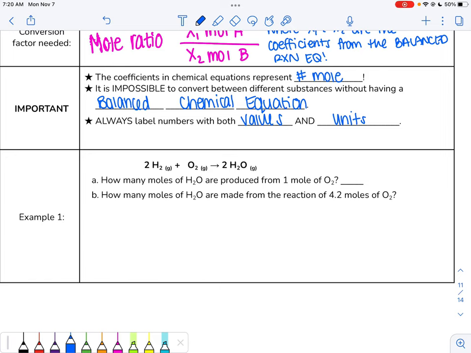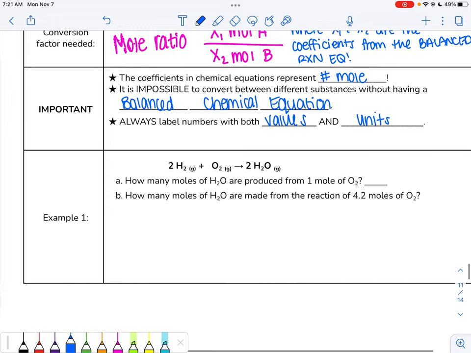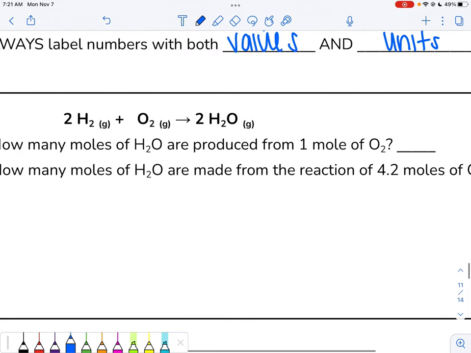Let's say that I'm making water. I have hydrogen gas reacting with oxygen gas, and at the end I'm making gaseous water. How many moles of H2O are produced from one mole of O2? To answer that question, I look at the mole ratios. In my equation, for every 2 moles of hydrogen, I need 1 mole of oxygen to produce 2 moles of water. So if I have 1 mole of O2, I'm producing 2 moles of H2O. I just used the balanced chemical reaction equation.